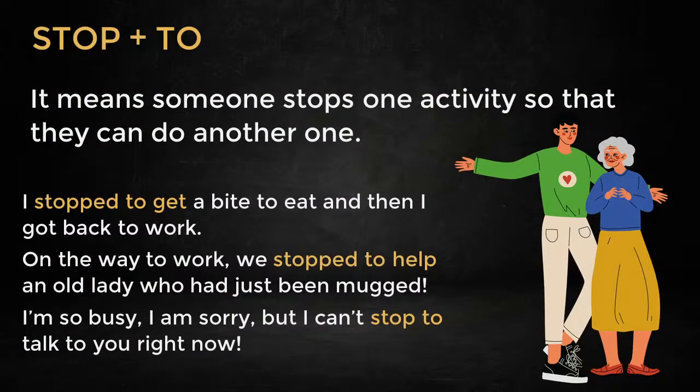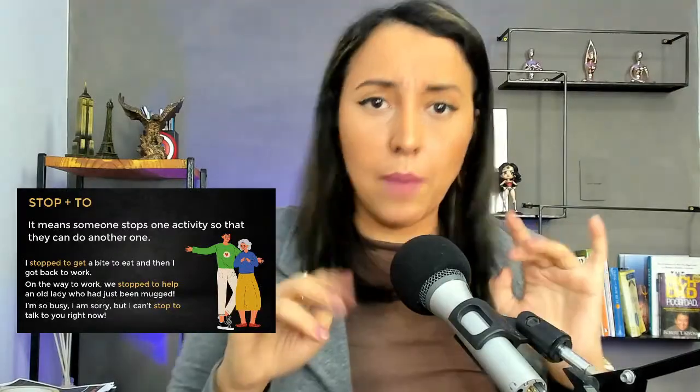Another example. I'm so busy. I'm sorry, but I can't stop to talk to you right now. So maybe I'm working. And then my sister, hey, let's talk. Oh, come on. And I'm like, sweetie, I can't stop to talk to you right now. I can't stop my work to talk to you. I'm busy. Maybe later, you know? Completely natural. If you're working, you can't just stop every 5 minutes to talk to someone. So that's the idea. I don't want to stop what I'm doing to talk to you. I can't. Not possible. Okay?